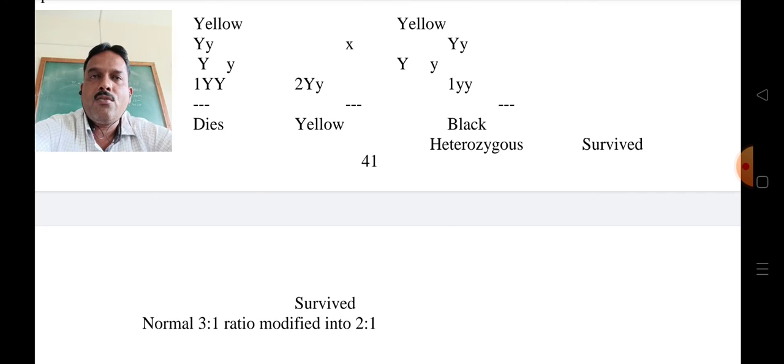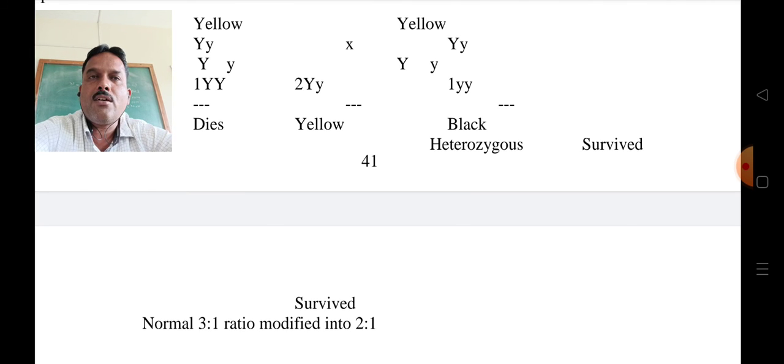Suppose we take the heterozygous genotype. For the first yellow, capital Y, small y. For the second yellow, capital Y, small y. Both are heterozygous genotypes that will produce two gametes, capital Y and small y. Here the circle is not shown, there is a printing mistake. We make a circle around those gametes, capital Y and small y. For the second parent, the yellow mouse, capital Y and small y. Both parents produce two gametes.